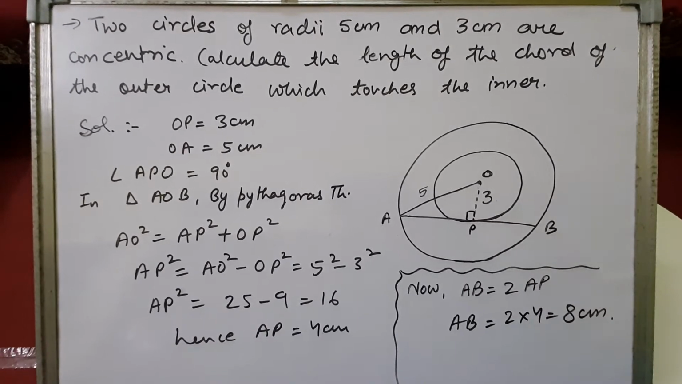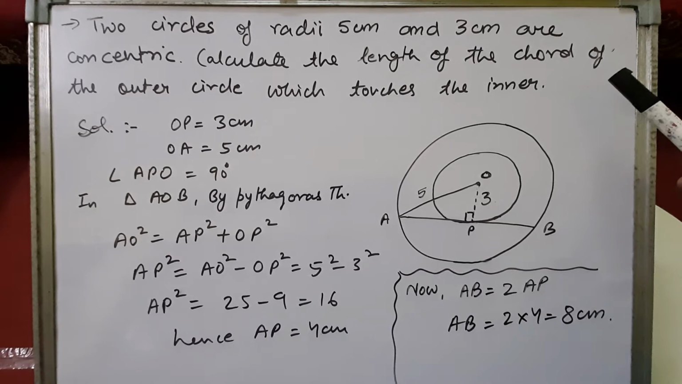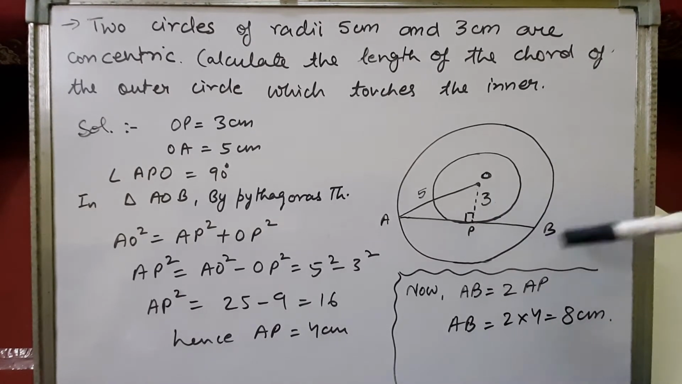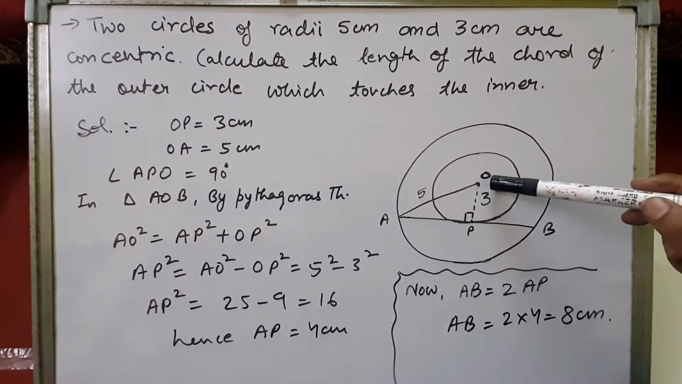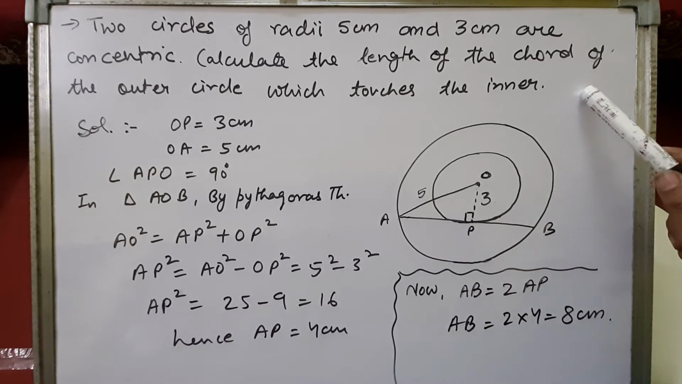Now let's see this sum, children. In this sum it is given that two circles of radius 5 centimeter and 3 centimeter are concentric. Concentric means having the same center. You can see that this circle and this circle both have the same center O. So when circles share the same center, they are called concentric circles. The question says calculate the length of the chord of the outer circle which touches the inner.